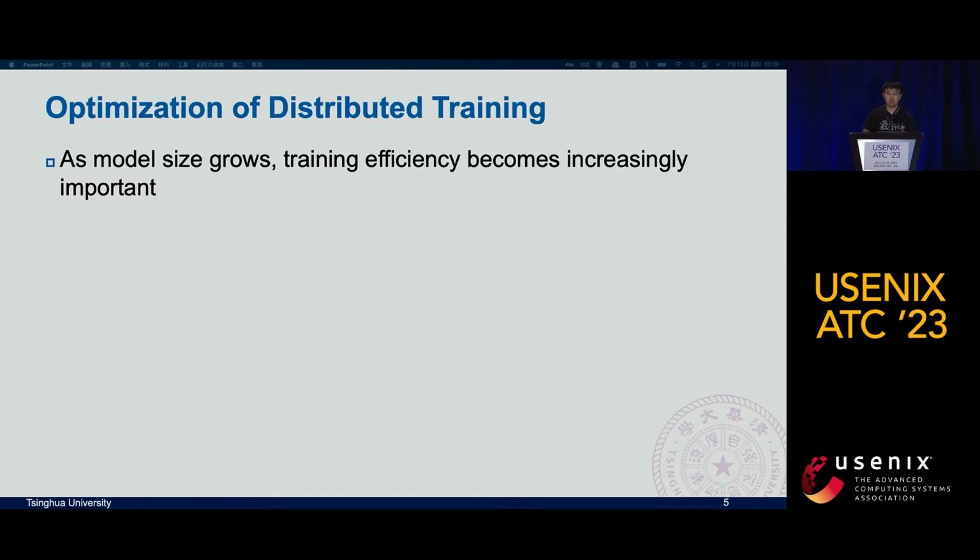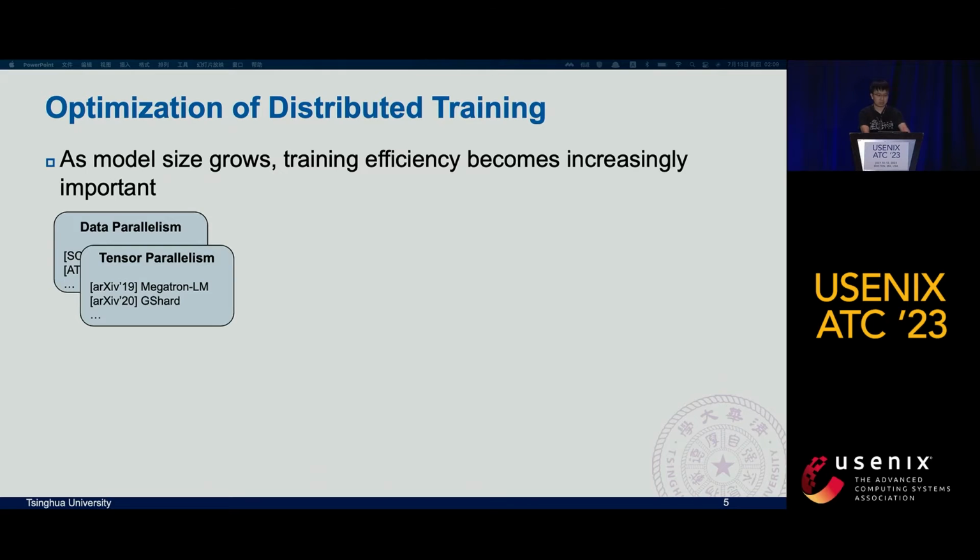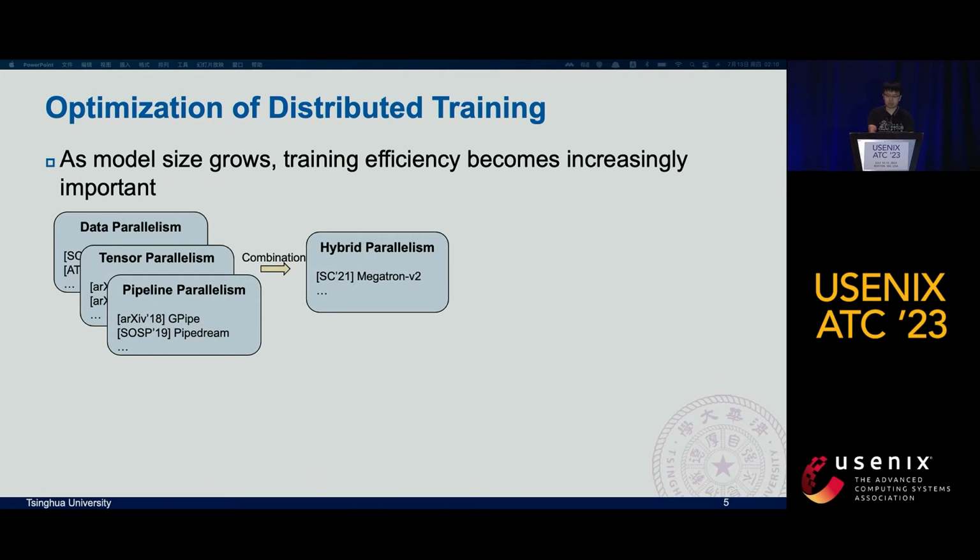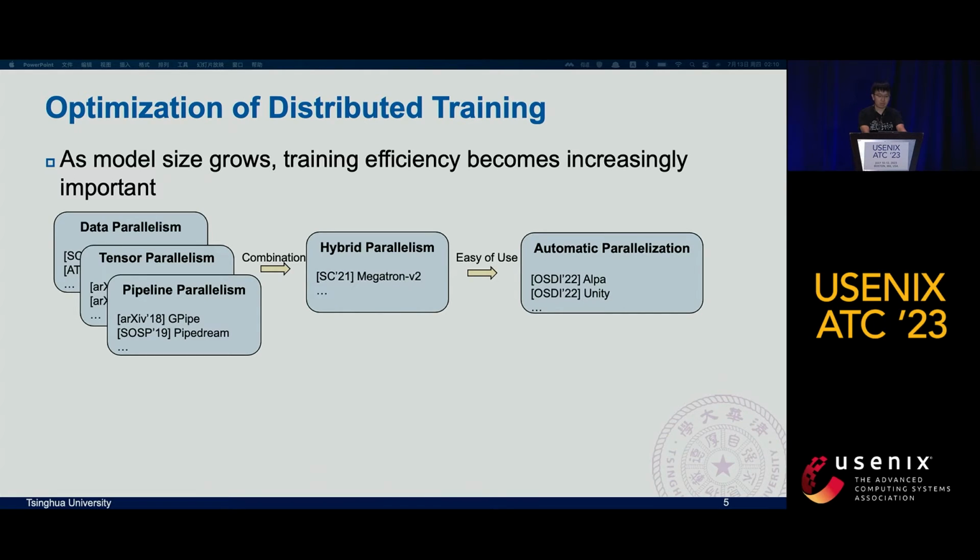As model size grows, training efficiency becomes increasingly important. Many strategies have been proposed to enable distributed training, such as data parallelism, tensor parallelism, and pipeline parallelism. However, to achieve optimal performance, it's necessary to combine these strategies, which we refer to as hybrid parallelism. Hybrid parallelism requires system experts to fine-tune for the best configuration. It is very challenging for machine learning users. So to make it easy to use, automatic parallelization systems have been proposed, which can find the optimal configuration automatically.